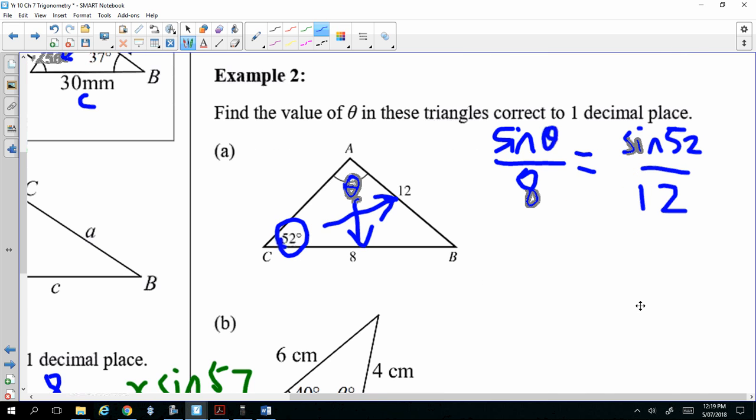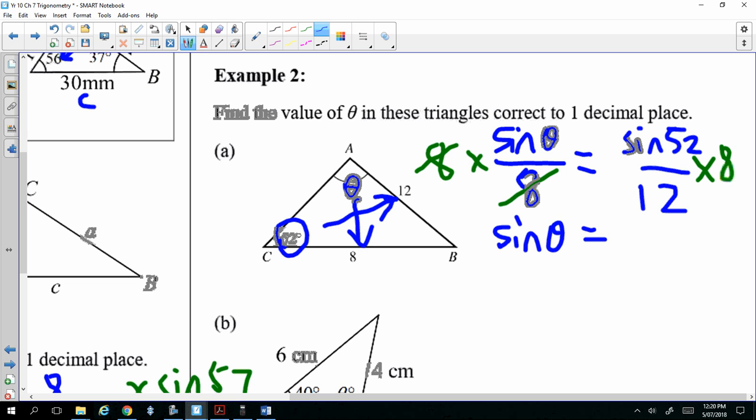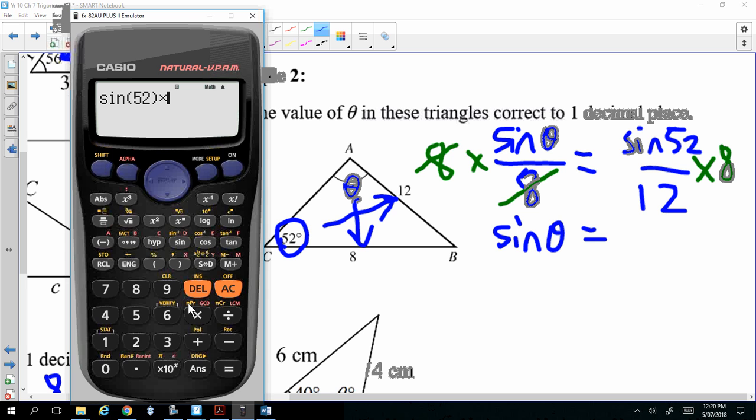And now it's just a matter of solving this equation for theta. So what do you do to solve the equation? Multiply both sides by 8 to clear the denominator. And you end up getting sine theta equals. Now you can just work it out on a calculator. Let's do that. Do sine 52, make sure you close your bracket, times by 8 divided by 12.